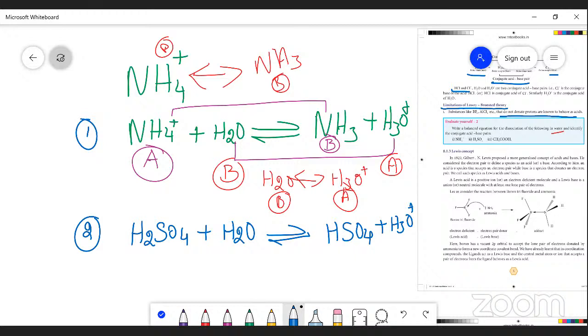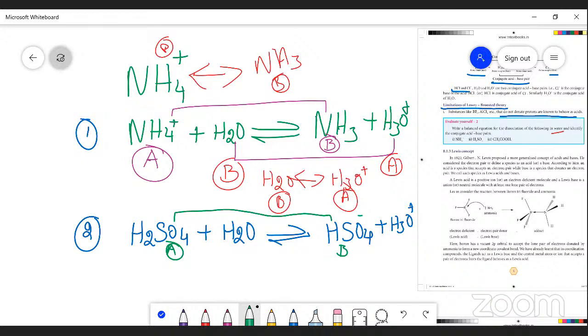See, dear students, what happened to H2SO4? H2SO4 releases, donates a proton. So this is an acid. The acid became HSO4 minus, which is the conjugate base of that acid.